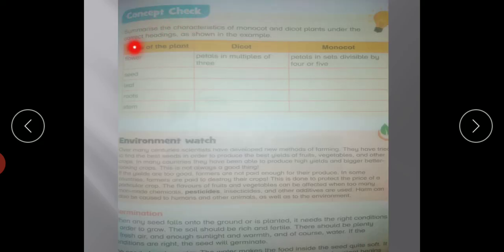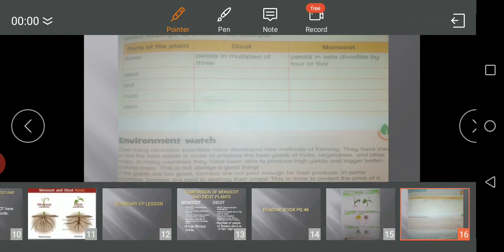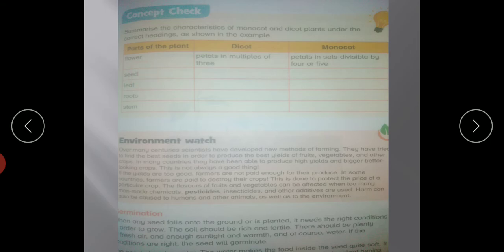Concept check. Summarize the characteristics of monocot and dicot under the correct headings as shown in the examples. Parts of the plant, dicot and monocot. They have given the example of flower. Petals in the multiple of three. Dicot petals are divisible by 4 or 5.